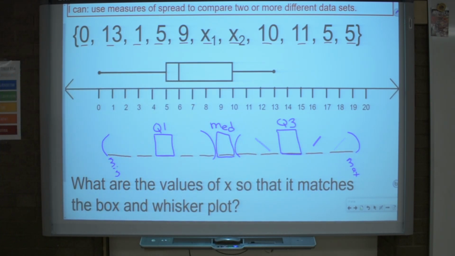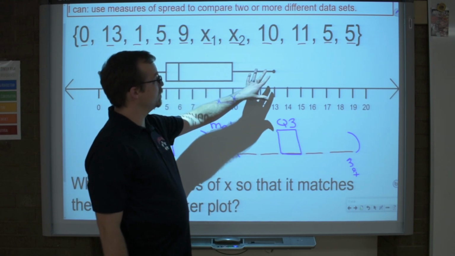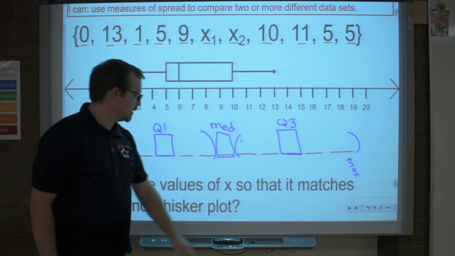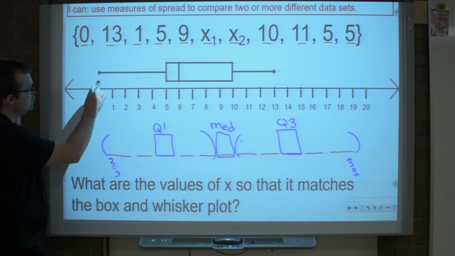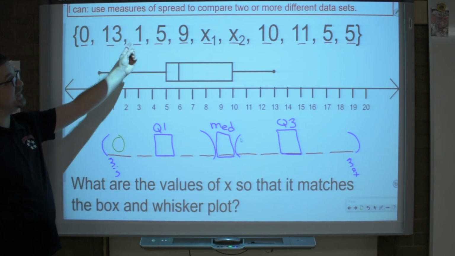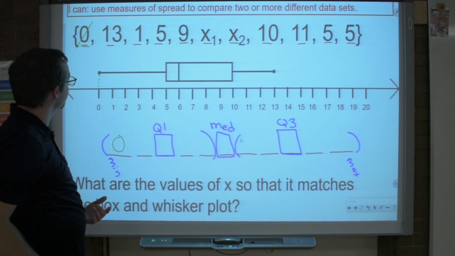All right, and so now we can just start filling in what I do know from my box plot here, and then maybe we can figure out what x1 and x2 are as we're going. So let's start plugging some numbers in. Let's see, my minimum is 0, so I'm going to plug 0 here, but you also notice that up in my data, look at that, I got a 0. I'm going to go ahead and cross it out just so I know that I've taken care of it.